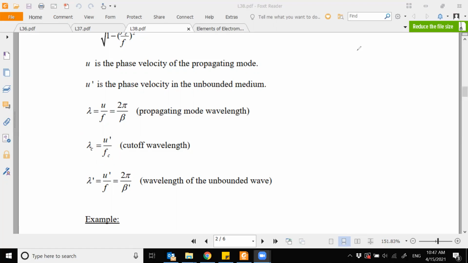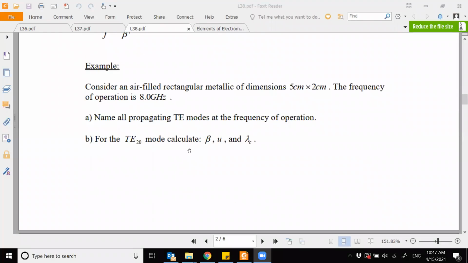So these are all things we already looked at in the chapter on transmission of electromagnetic waves in free space. Here we are just getting it for our bounded medium, which is our rectangular waveguide. Now let's take this example. We have an air-filled rectangular metallic waveguide of dimensions 5 centimeter by 2 centimeter, and my operating frequency is 8 gigahertz. That means I'm generating a source of 8 gigahertz and transmitting it through this rectangular waveguide.